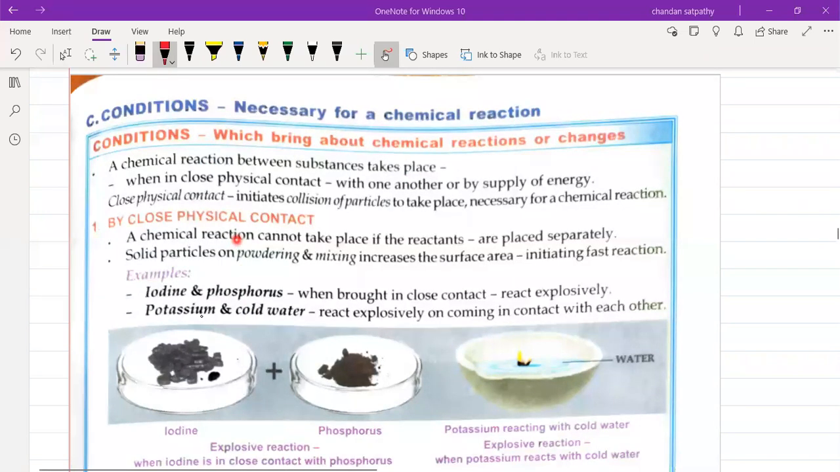Some reactions, for example, iodine and phosphorus. If iodine and phosphorus are kept separate, they will not react. But if they are brought into very close contact, rubbed with each other, they will react explosively. They explode, meaning it will burn like a bomb. It will blast. Next, potassium in cold water. Potassium is a very reactive metal, so when it is kept in cold water, it burns like anything and reacts explosively.